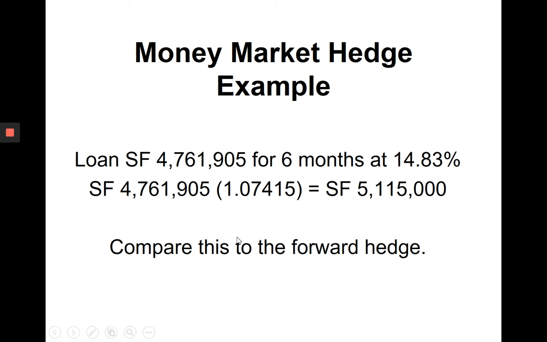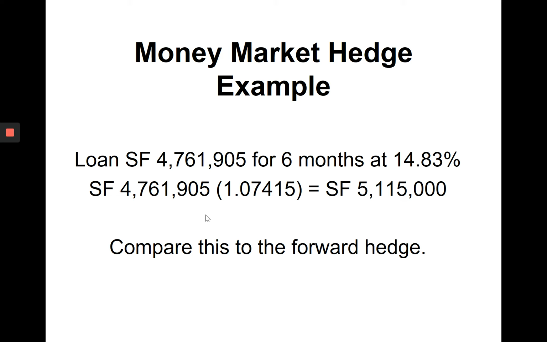All right, so we have 5,115,000 Swiss francs if we do a money market hedge after 6 months, and this number is very familiar to us. Deja vu all over. That's an old joke because someone who doesn't know what deja vu means says all over again. Anyways, the number is familiar because that's exactly what we got when we did the forward hedge.